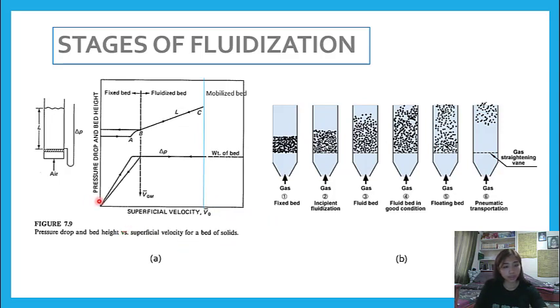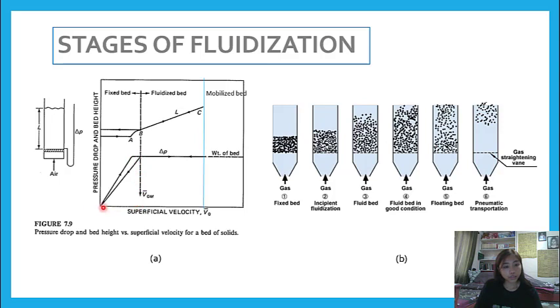So, before the start of fluidization, our bed of solid is termed as fixed bed. And as the superficial velocity increases, at fixed bed, the bed of solid actually resists the force applied by our fluid. As we can see here, since it resists the force applied by our fluid, our bed height L stays constant. And at the same time, since there is resistance, our pressure drop increases. So here, our pressure drop increases linearly.